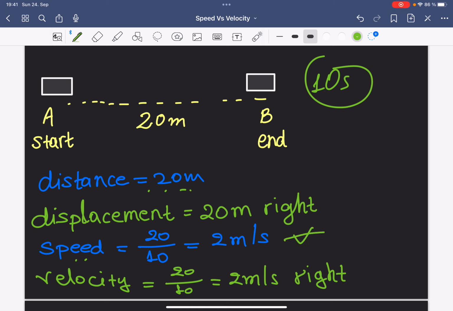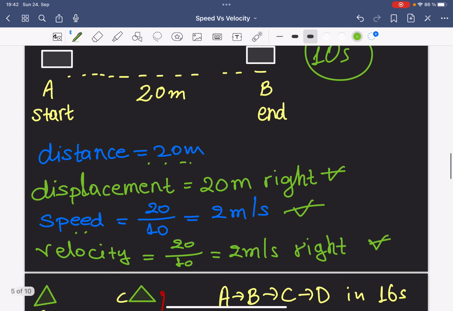Now what about velocity? For velocity, we care about displacement. What's displacement in this scenario? The object has been displaced by 20 meters to the right. So velocity is going to be 20/10, 2 meters per second to the right. And this is an example where velocity and speed happen to have the exact same value, with the only difference that velocity actually gives us more information about the motion. So how has the object actually moved? It moved 2 meters per second to the right. So we can actually predict where it is going to be a few seconds later. But the value happens to be the same.